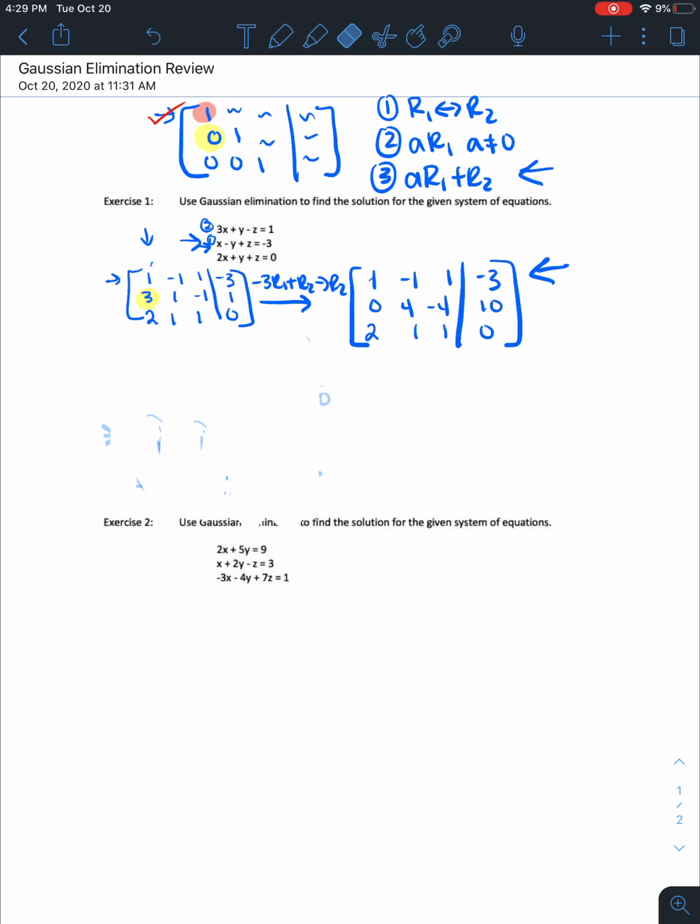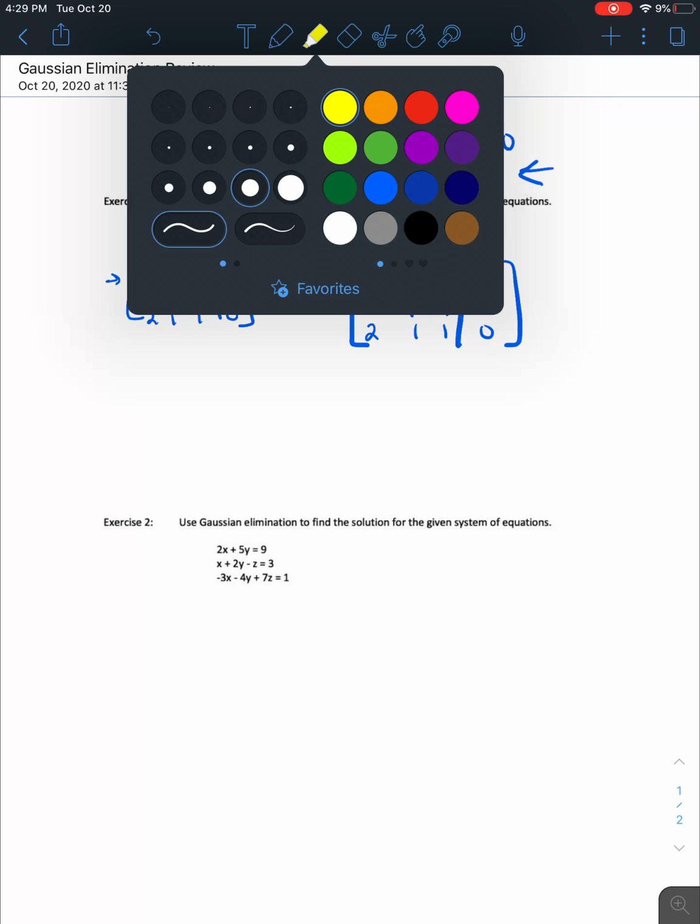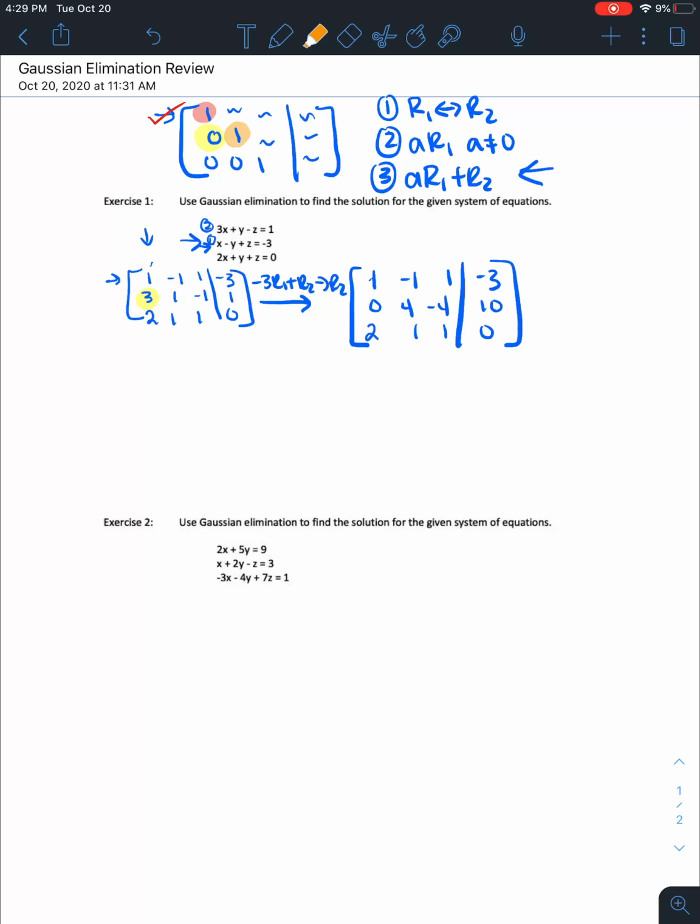We're only changing one of our equations, okay? And then we're adding them up. So I'm gonna go ahead and erase all that, get it out of my way. Okay, so next thing we wanna do is we need a 1 in this position. So right now I have a 4. So let's deal with that.